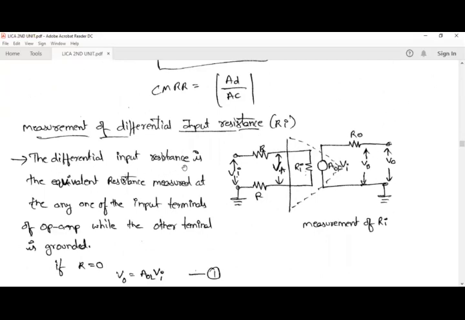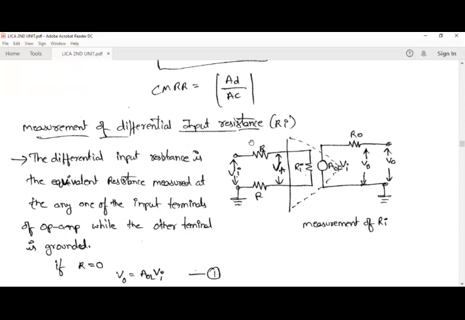What is the differential input resistance? The differential input resistance is the equivalent resistance measured at any one of the input terminals of the op amp while the other terminal is grounded. So we are going to measure the input resistance at any one of the input terminals, with the other input terminal grounded.